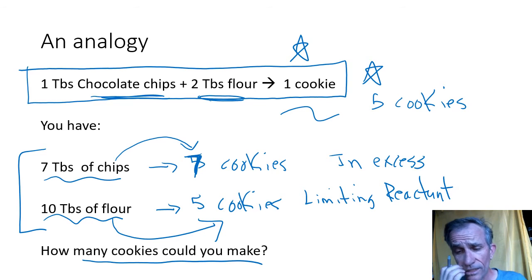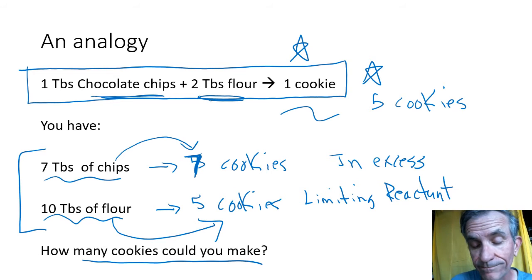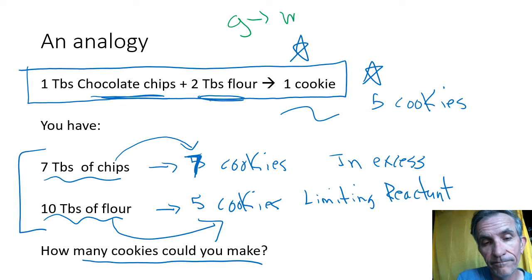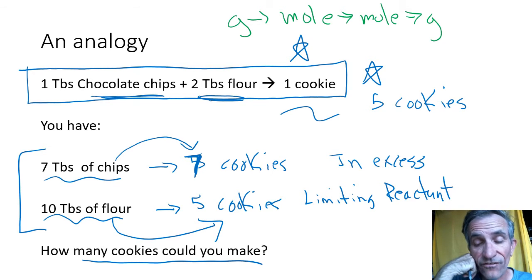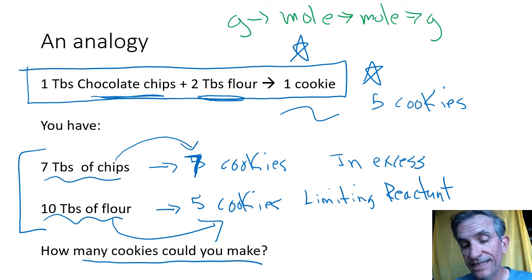Now, the calculations, there's some good news and some bad news. The calculations to figure out how much stuff you can make are the same ones we've been doing: grams to moles, moles to moles, moles back to grams. So that's how we can figure out how much stuff we can make. The only reason this is tougher is you're actually going to have to do it for both reactants. You're going to take both amounts and see how much stuff you can make, and then the real amount will be the lower value.